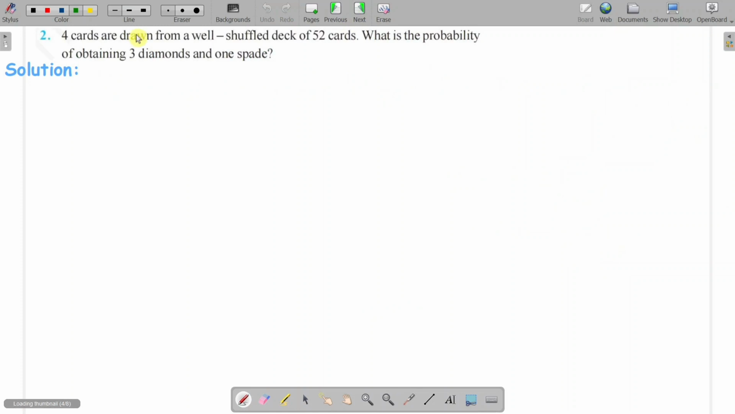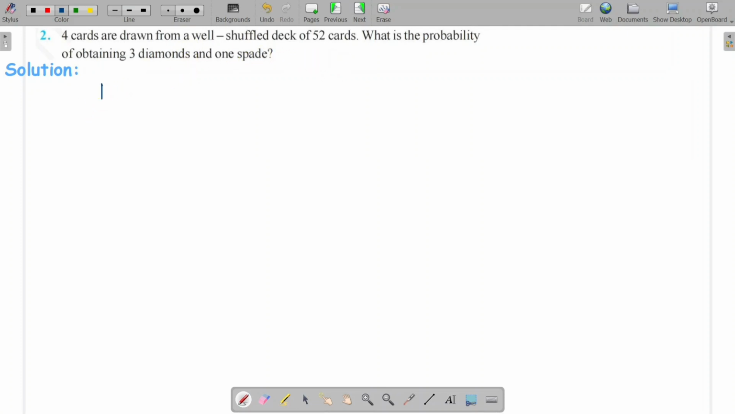Now let us go to the second one. So 4 cards are drawn from a well shuffled deck of 52 cards. What is the probability of obtaining 3 diamonds and 1 spade? Okay, so what is given is 4 cards are drawn from 52 cards. We have to find the probability of obtaining 3 diamonds and 1 spade. So what we will write is first the number of ways of drawing 4 cards from the 52 cards. This problem is similar to the previous one.